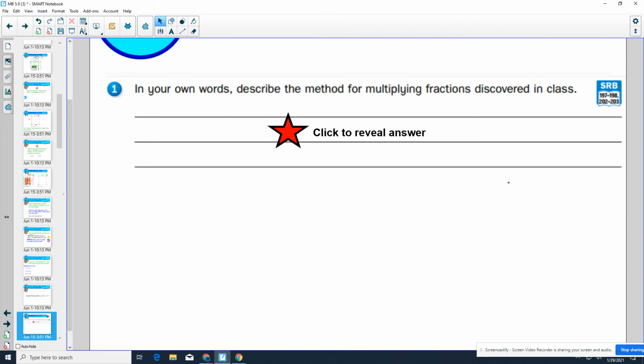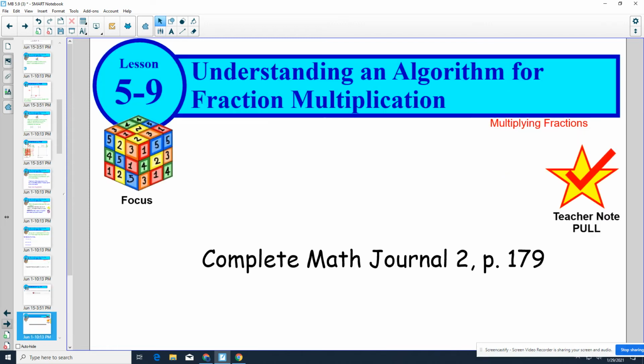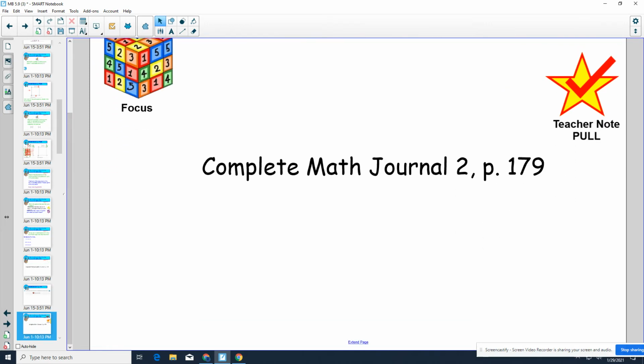Okay, so hopefully you've already answered. Here's a sample answer. So in your own words, describe the method for multiplying fractions discovered in class. A sample answer, again, you want to have your own thinking, but you can compare it. To multiply two fractions, multiply the numerators and write that as the numerator of your answer. Then multiply the denominators and write that as the denominator of your answer. And you could even do a number model to show it there.